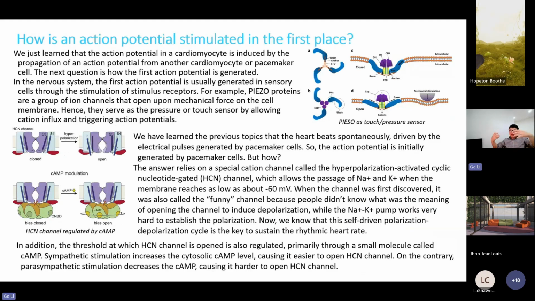Now let's move on. So action potential: how does action potential initially happen? Where does the action potential happen? You don't really want action potential to happen out of nowhere. In many cases, if action potential happens out of nowhere, there's a neurological disease. Some people have chronic pain coming out of nowhere. That's one of the disorders where action potential is generated without even a stimulation.